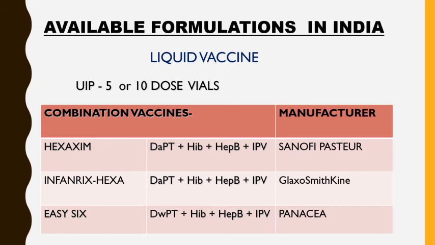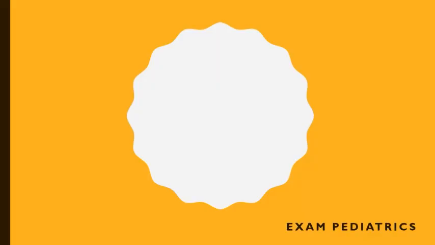So you have Hexaxim, Infanrix Hexa and Easy 6, which contain diphtheria toxoid, tetanus toxoid, Haemophilus influenzae B, hepatitis B, and inactivated poliovirus. The only difference is that Hexaxim and Infanrix Hexa contain an acellular pertussis component, while Easy 6 contains the whole cell pertussis component. So friends, that was all about IPV.